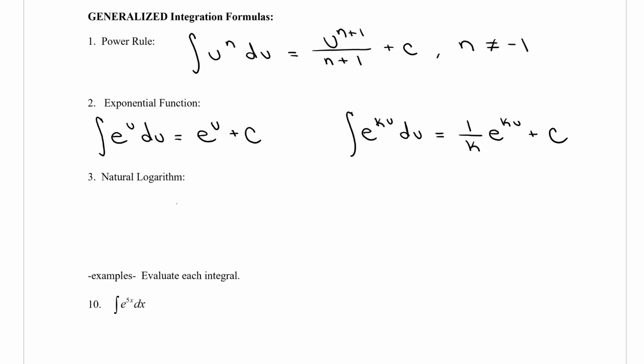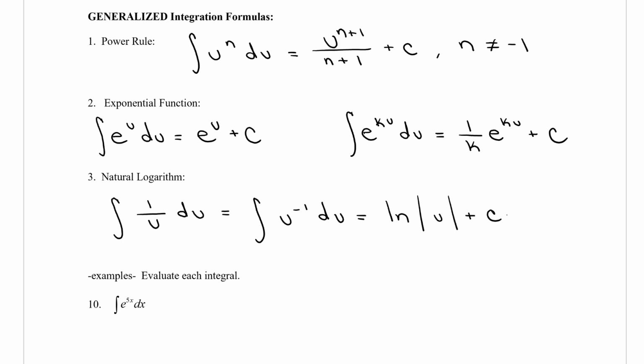Number 3, natural logarithm. If we've got something that looks like the integral of 1/u du, which is also equal to the integral of u raised to the -1 du, then that's going to be equal to the natural log of the absolute value of u plus c.